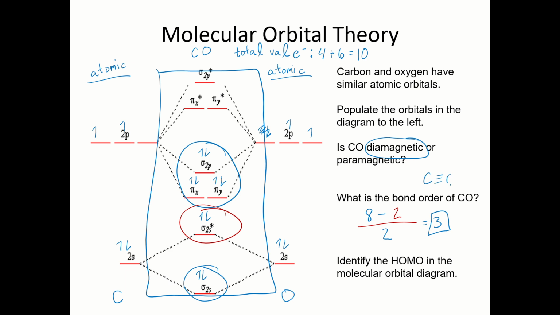And that makes sense if we were to look at a carbon monoxide molecule. It's going to have a triple bond between that carbon and oxygen, which gives it a bond order of 3. And then the highest occupied molecular orbital, that's going to be here. That's that sigma 2p orbital. Okay, so that ends our lecture on valence bond theory and molecular orbital theory.